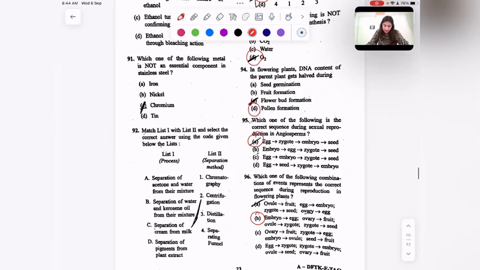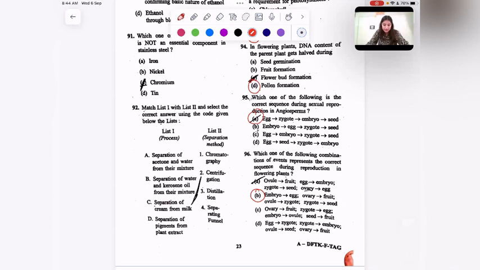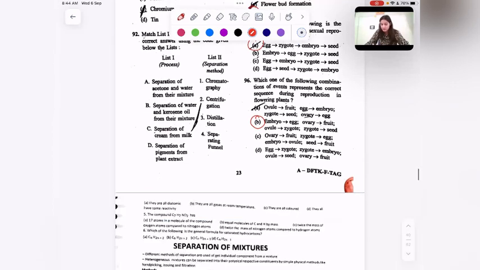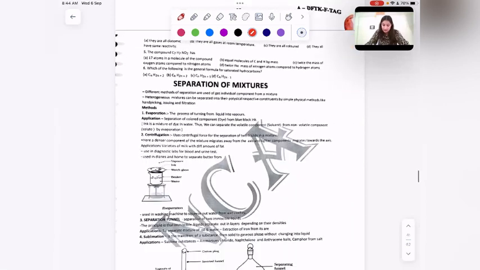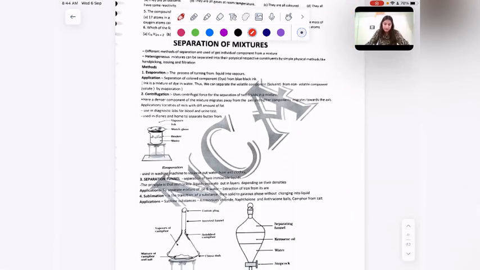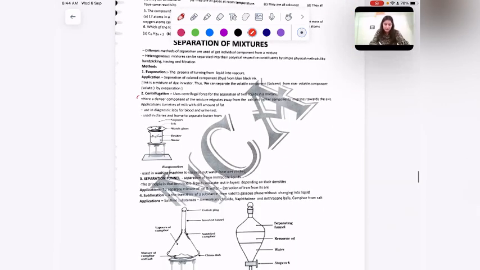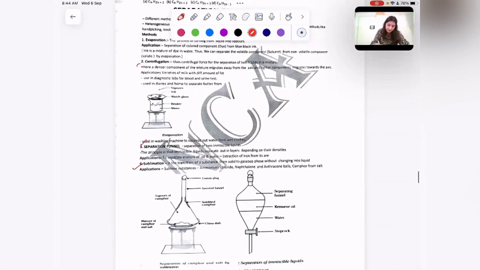Okay, next question is from the separation of mixtures chapter. Here various processes and separation methods are given. I want to show you this page where we have discussed all such methods: evaporation, centrifugation, separating funnel, sublimation, and all these.